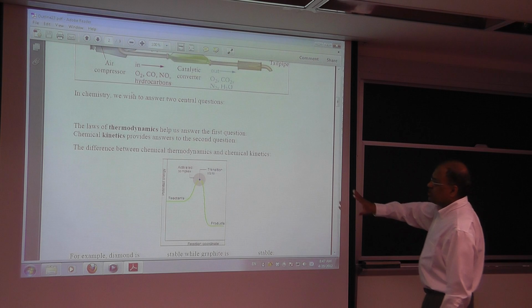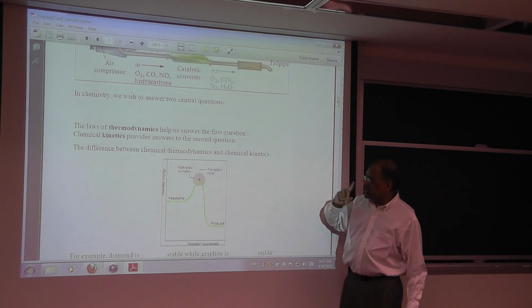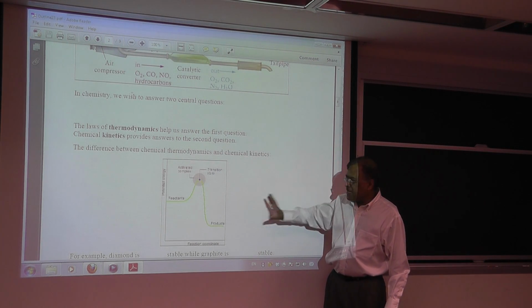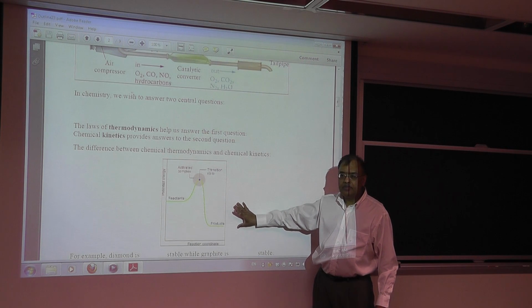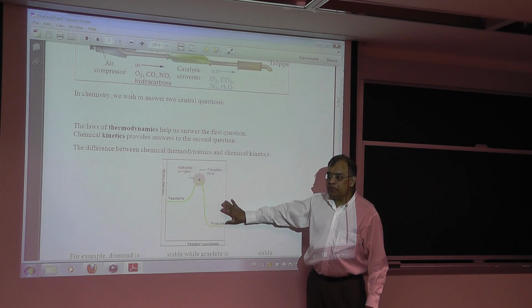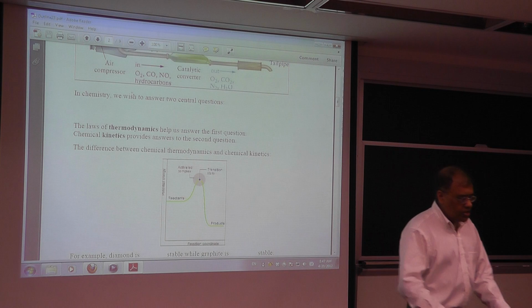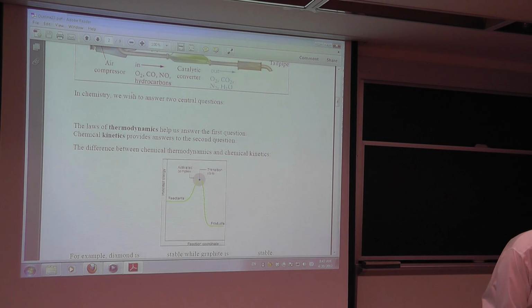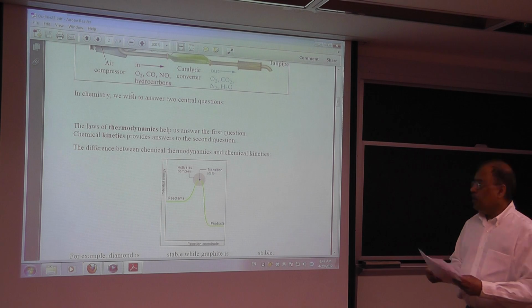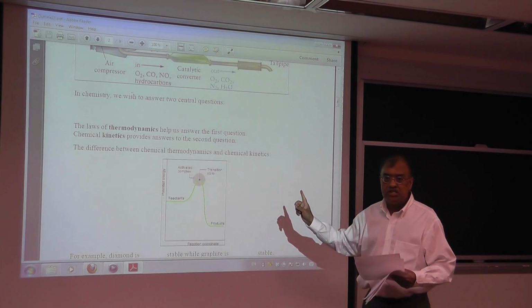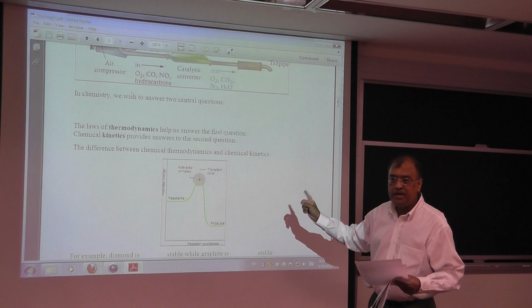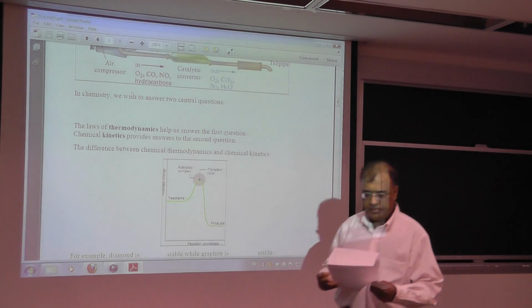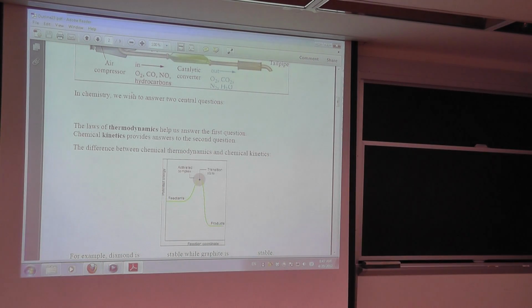The difference between thermodynamics and chemical kinetics is best illustrated in this diagram here. Can you take a couple of minutes, a minute to quickly talk to your neighbor and figure out how best to distinguish between thermodynamics and kinetics based on this diagram, please? So talk to your neighbor for a second or a minute.